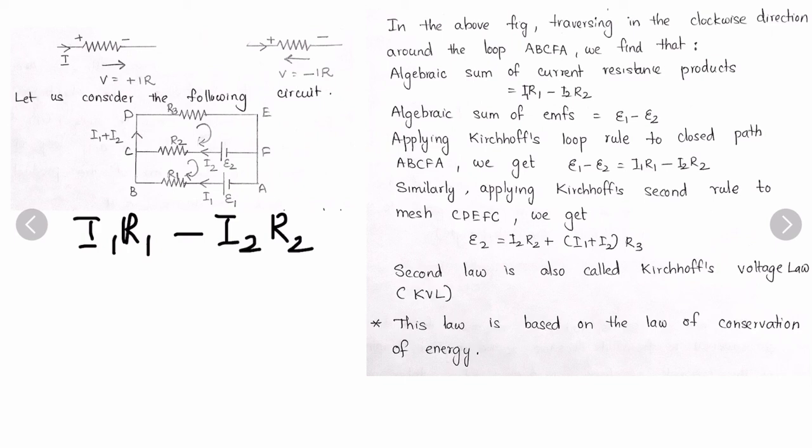In this network, that is ABCFA, how many batteries are there? We have only two batteries. One is E1, another is E2. That is, one is with the EMF E1, another is with the EMF E2. But in both cases you are coming from negative to positive.